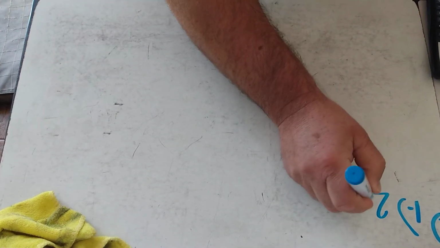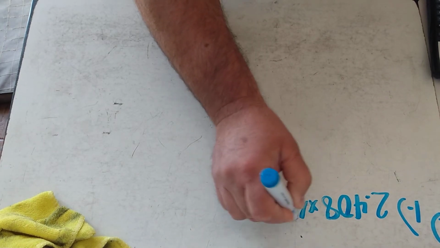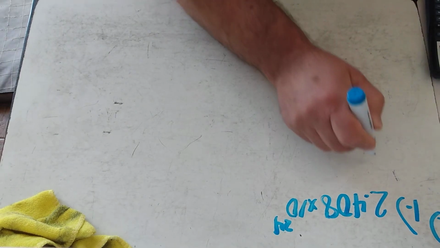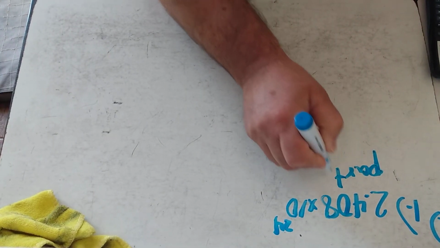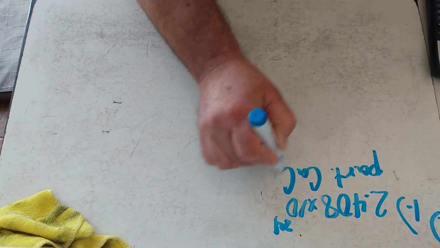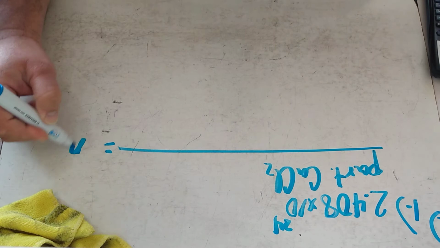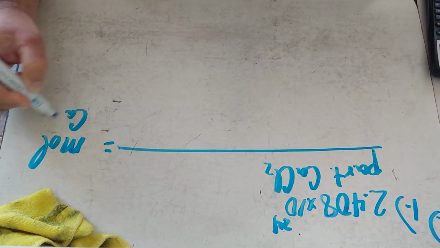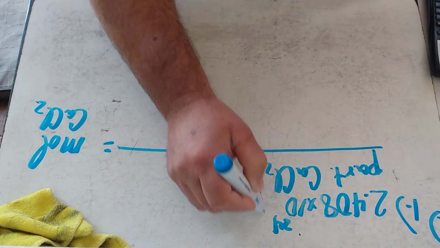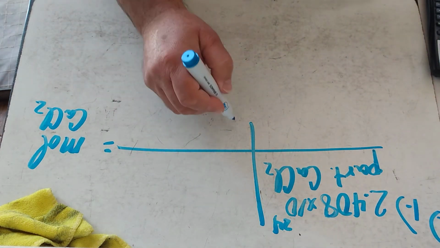gives you 2.408 times 10 to the 24th. And we're going to put particles, and we abbreviate particles, CaCl2. And you need to put that in the problem, okay? And it wants to know how many moles of CaCl2. All right. So we don't want particles. We're going to plug particles in down below.